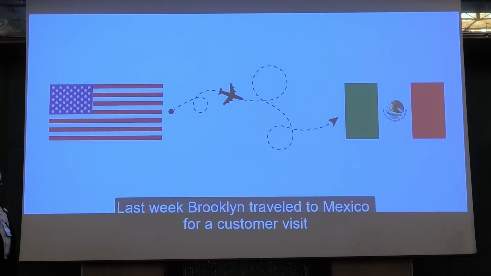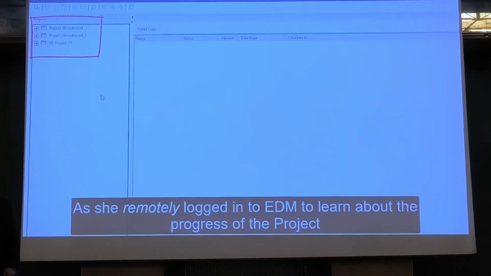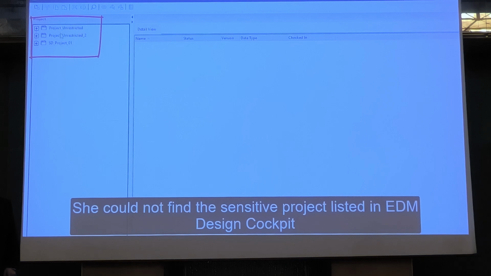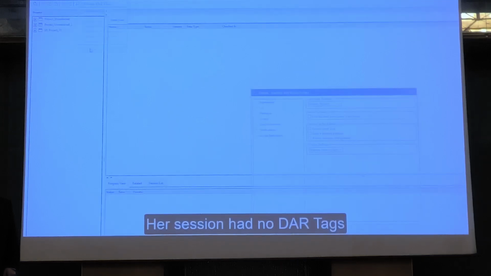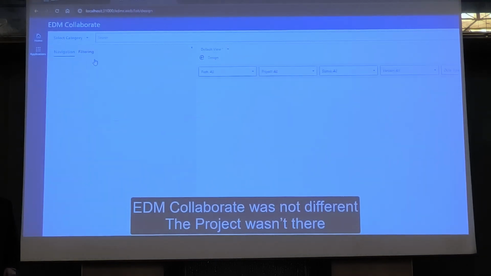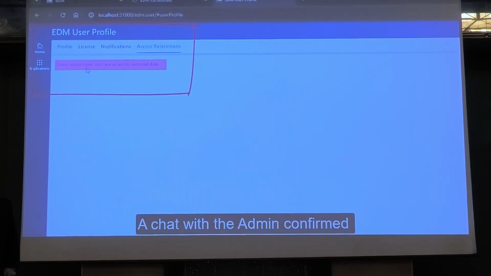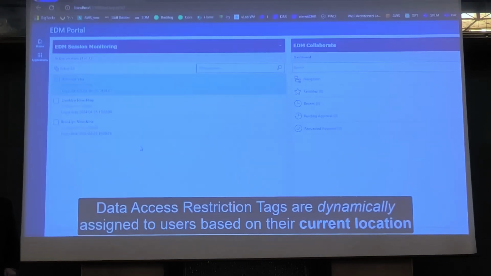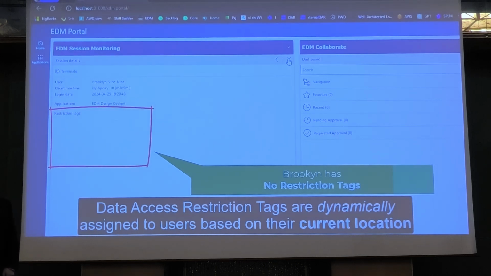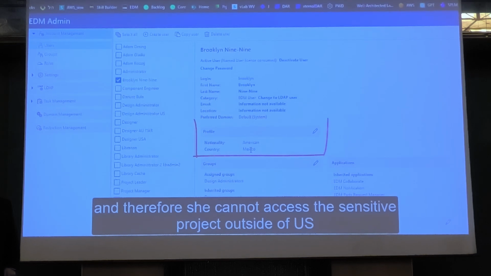Last week, Brooklyn traveled to Mexico for a customer visit. As she remotely logged into EDM to learn about the progress of the project, she could not find the sensitive project listed in EDM Design Copy. EDM Collaborate was no different. The project wasn't there. A check with the admin confirmed: data access restriction tags are dynamically assigned to users based on their current location, and therefore she cannot access the sensitive project outside of the US.